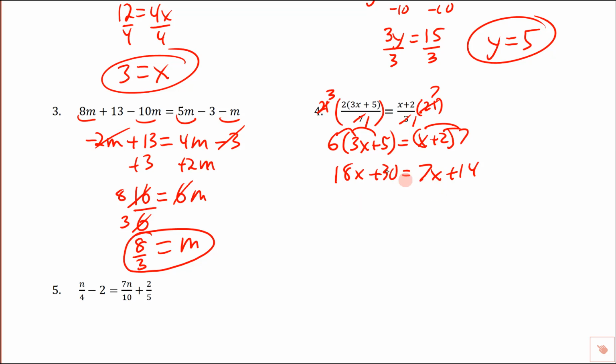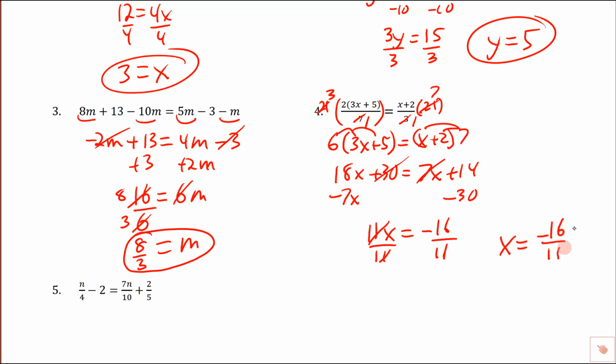So I'm going to move the 7x to the other side. I'm going to do that by subtracting 7x. We're going to move the 30 to the other side. We'll do that by subtracting 30. So those go away there. So we get an 11x on this side, and then on this side, let's see, what do we get here? We get a negative 16. We're going to divide both sides by 11, cancel those off, so we get negative 16/11. So we'll go ahead and circle that, and that's the answer on that one.